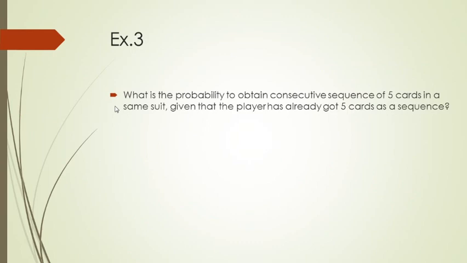So one player obtained a consecutive sequence of 5 cards. It can be the same suit. So what is the probability of obtaining a consecutive sequence of 5 cards in the same suit, given that the player has already got 5 cards as a consecutive sequence? Here we can describe my event F, which is the given condition.